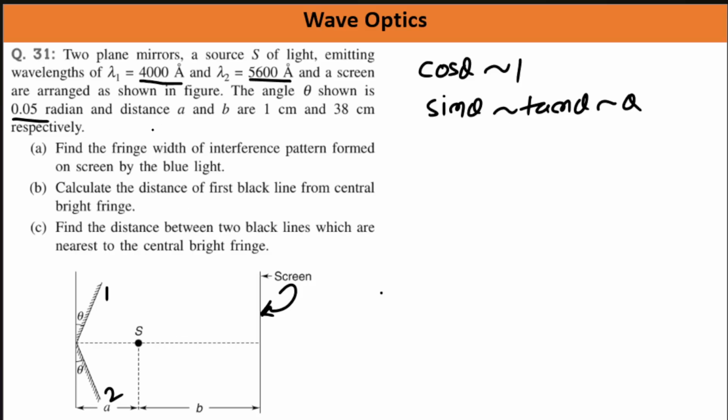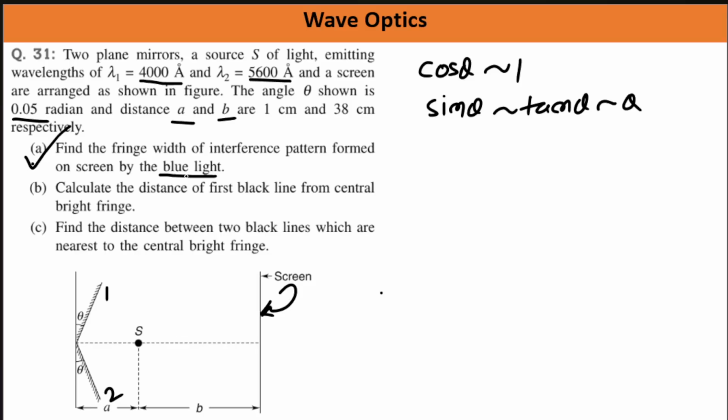Now what else is given? I mean A and B are given. So A is what? A is distance of this line from the source and B is the distance of this screen from the source. Okay, then we have to calculate in A fringe width of interference pattern formed on a screen by the blue light.